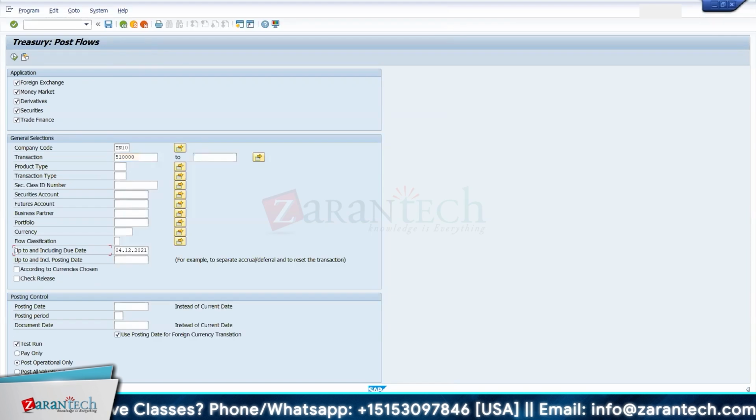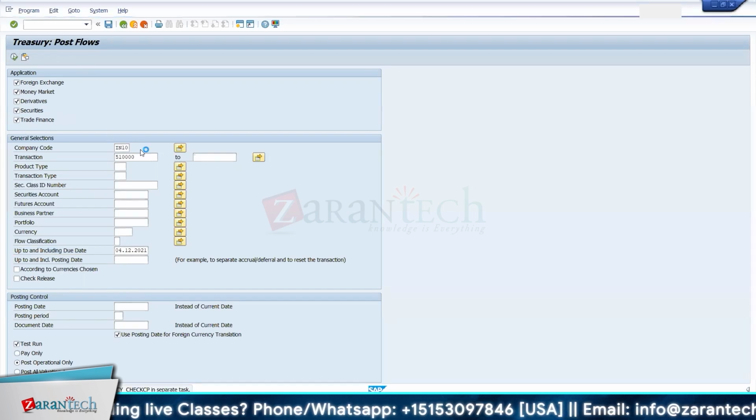Then what is the date up to which you want to post the transaction? So it is important. If you give a date range up to 1 month, all the transaction flows which are released for posting can be posted. So for me only one product is there. If I give 4th December also, there is no impact. And then the posting date. If I don't update anything, it means the posting date will be taken from my deal. And you can see test run. So currently I'm going to do the test run. It will check if any error is there.